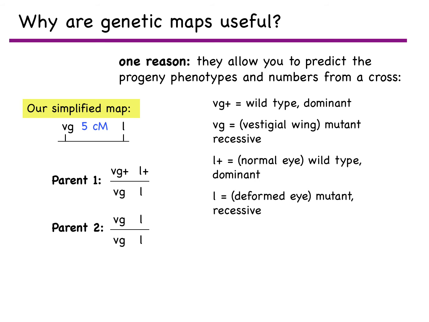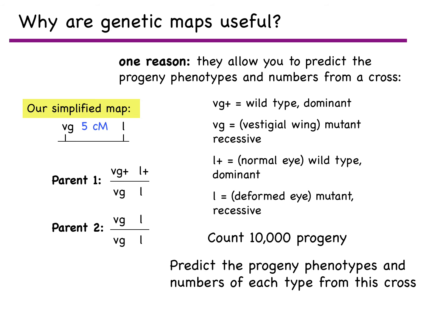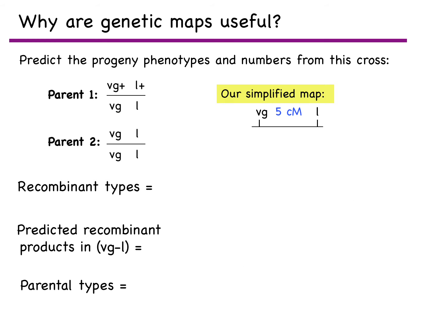And what we're going to do is a cross using these parents, and we're going to count 10,000 progeny. And we're going to predict the progeny phenotypes and the numbers of each type of progeny from this cross. Okay, so first of all, we'll talk about the recombinant types. Based on the cross that we carried out, we can predict both of the recombinant types.